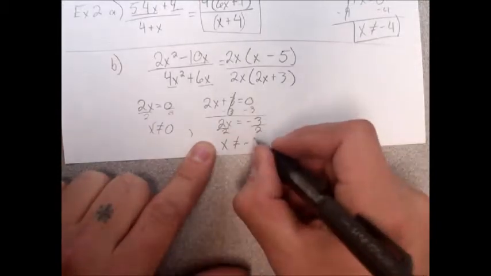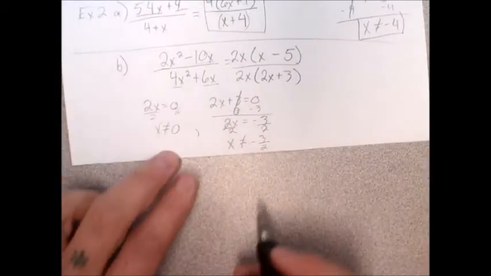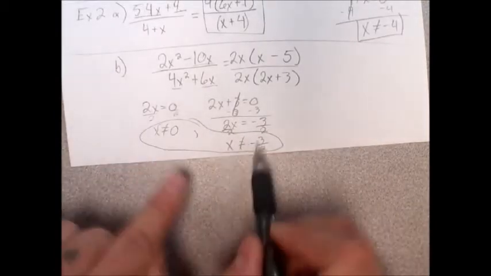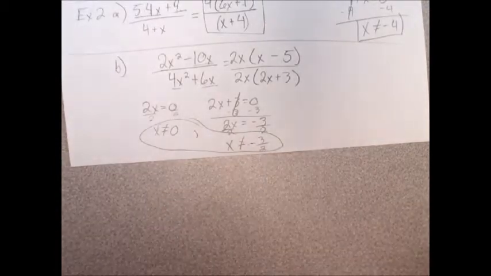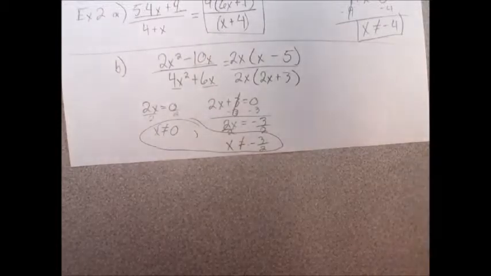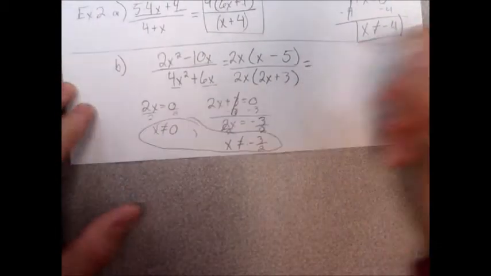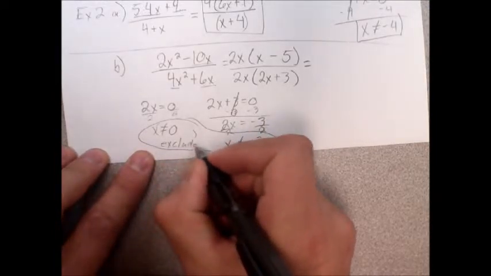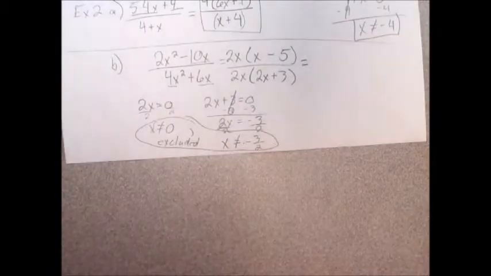However you want to write it is fine by me. They're interchangeable in my mind. So there you are. There are your two excluded values. Next, I want to finish my simplification. So these are my excluded values. It's part 1. Part 2 is I have to finish my simplification.